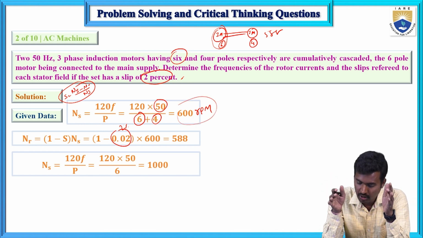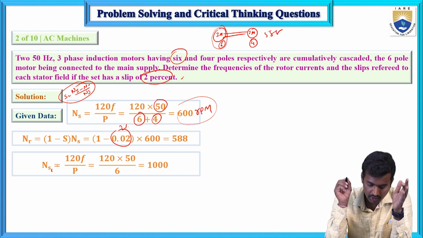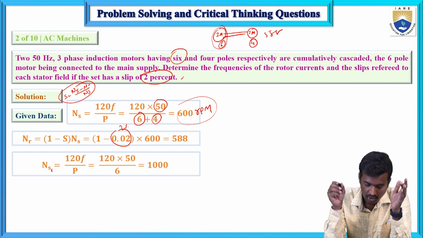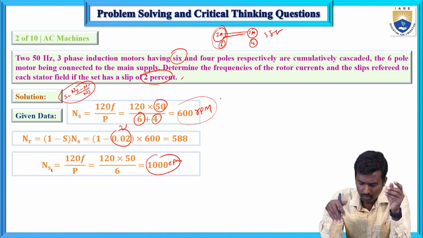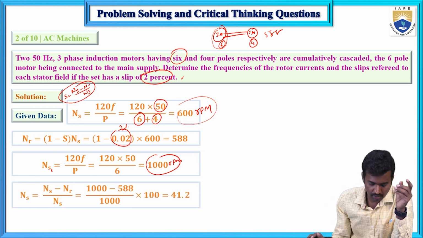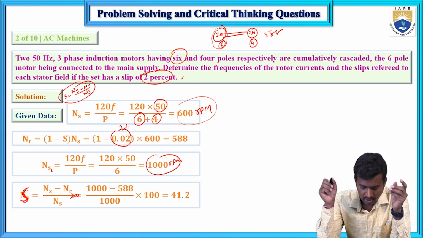First, the 6-pole induction motor. NS equals 120 F by P, that is 1000 RPM. From this, first determine the slip value. Slip value equals (NS minus NR) divided by NS, into 100.